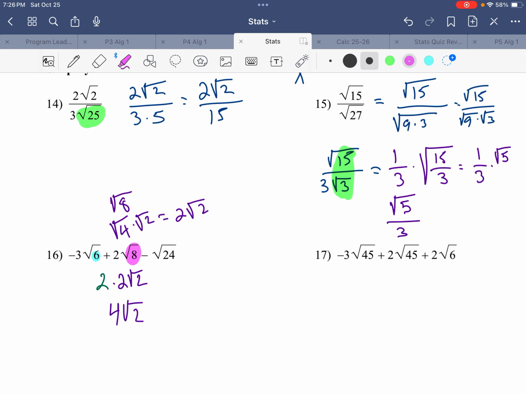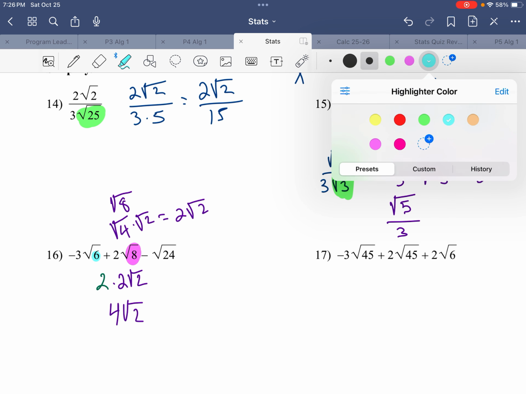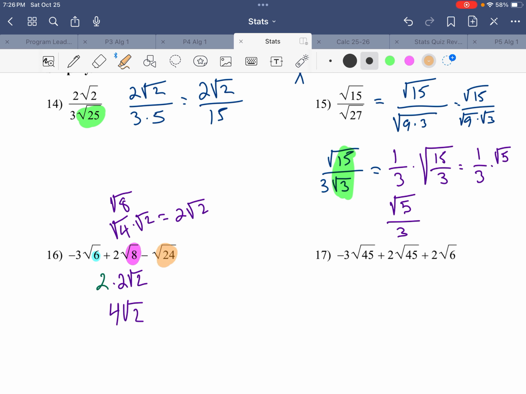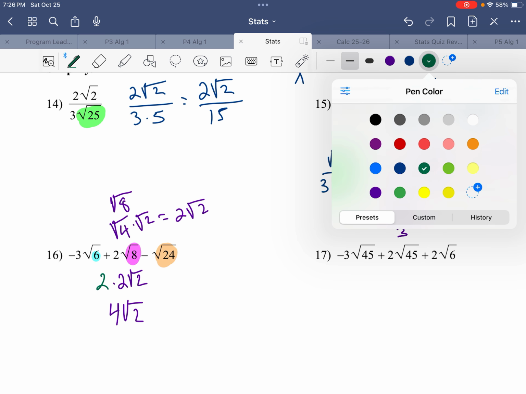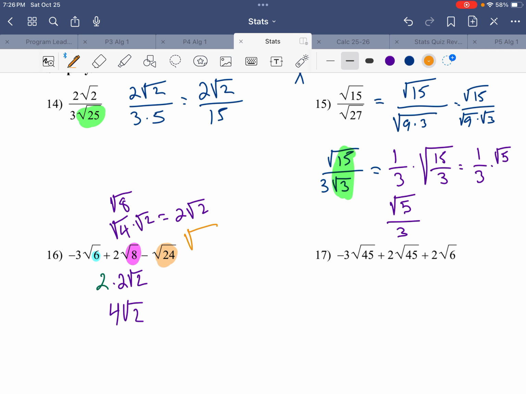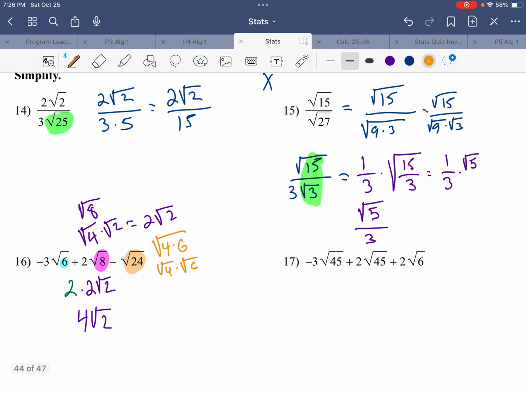In that next term, I was subtracting the square root of 24. If I wanted to simplify the square root of 24, I would say it's 4 times 6, the square root of 4 times the square root of 6. So I'm taking away 2 square root 6.